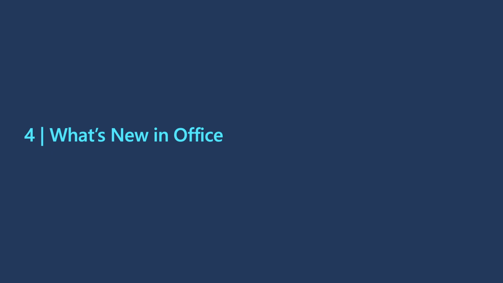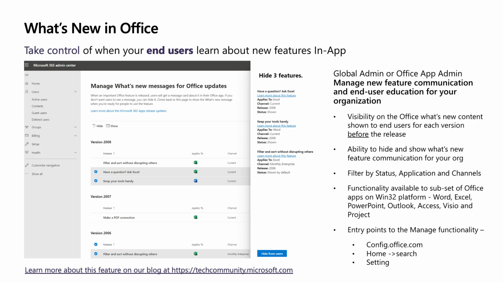What's New in Office was in public preview in November 2019 and was made broadly available in February 2020. Here's how to manage What's New messages for Office updates in Microsoft Admin Center. It's an experience that allows you to manage your end users' experience with Office feature announcements. This feature gives you more control over your users' experience, especially the feature information available to end users in-app.